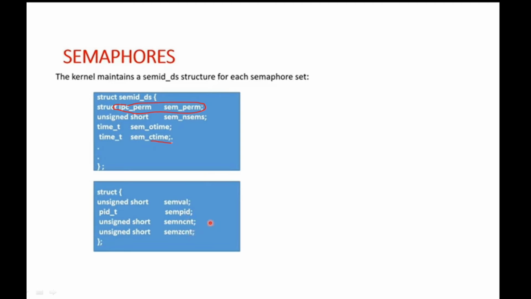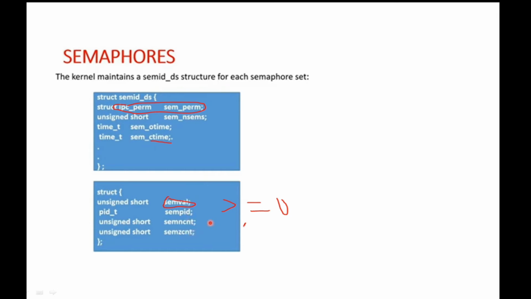Next, each semaphore is represented by an anonymous structure containing at least the following members. The first one is the semaphore value, which is always greater than or equal to 0. Next is sempid, that is the PID of the last operation. Then semncnt is there, which is the number of processes awaiting the semaphore value to be greater than the current value.